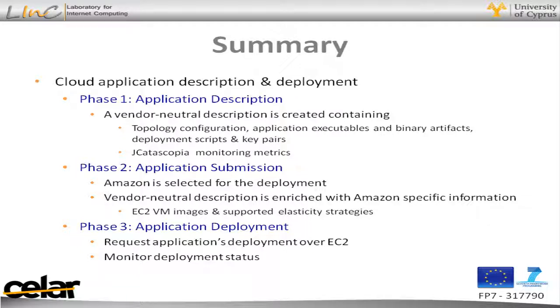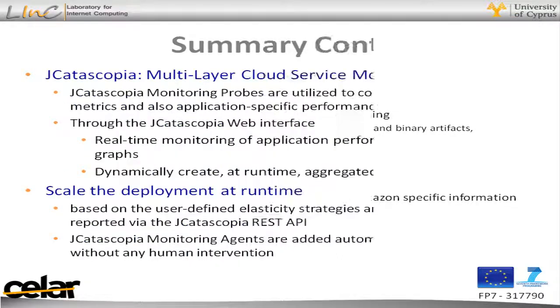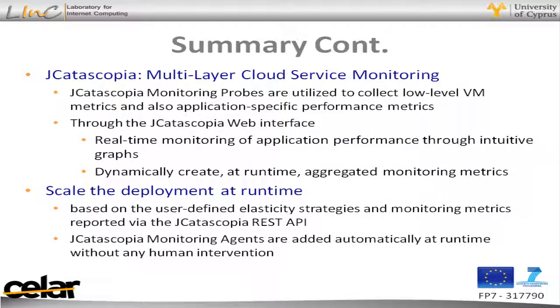In the next phase, the application submission phase, the user selects Amazon as the cloud vendor for deploying the application, and enriches the vendor-neutral description with Amazon-specific information, such as virtual machine images and elasticity strategies. Then, the application's description is sent for deployment to the orchestrator hosted on Amazon EC2, and the deployment status is presented in c-Eclipse. Once the application is up and running, JCatascopia collects the specified low-level and application-level performance metrics and displays them to the user through intuitive graphs.